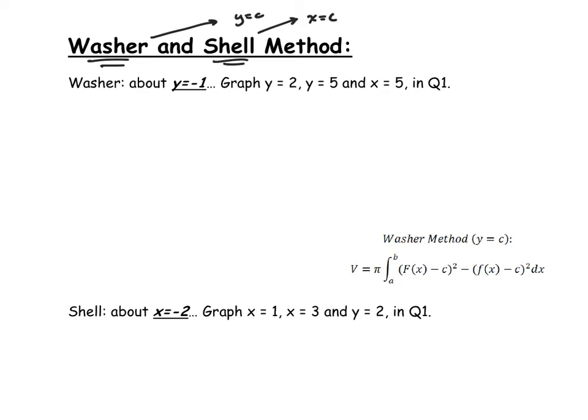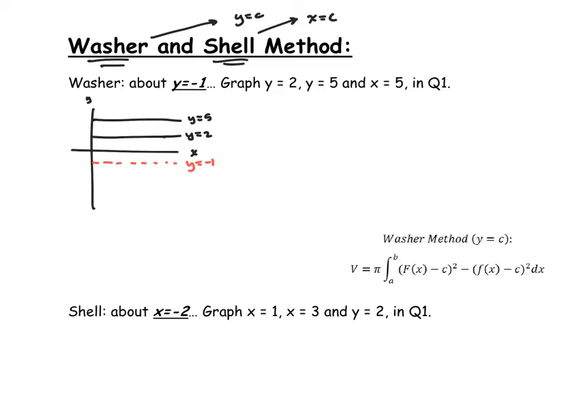So let's derive the formula for the washer method about a vertical revolution about the line y equals negative 1. I'm going to try to do this sketch to the best of my ability. It won't be perfect, I promise you that. Here's your x-axis, here's your y-axis, here's the line y equals 5, here's the line y equals 2. Let's go with the line y equals negative 1 as our axis of revolution.